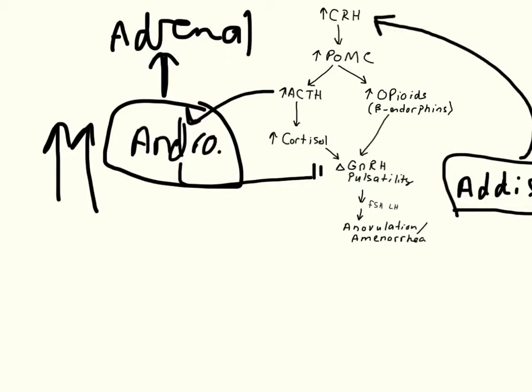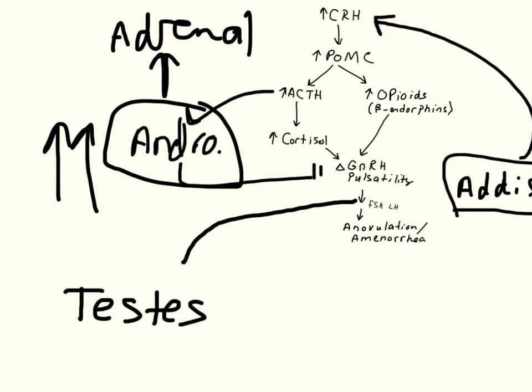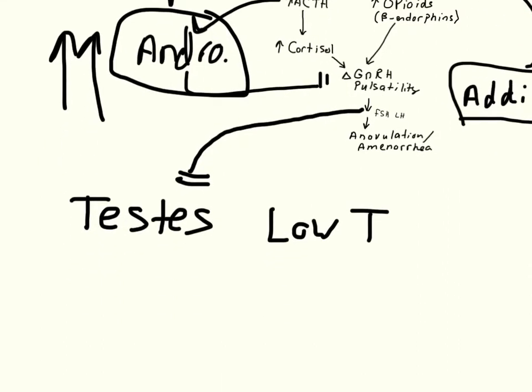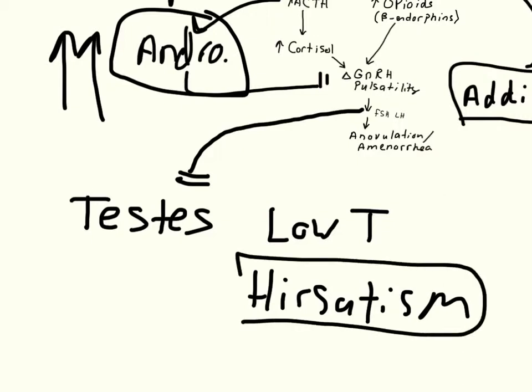And the testes produce a ton more androgens than the adrenal gland normally does. However, with the low FSH and the low LH, without LH, you don't get any production of androgens in the testes. So with men, you get symptoms of low T. With women, you get hirsutism. So hirsutism is whenever you have more androgens than you normally do. So women have symptoms of high androgens, men have symptoms of low androgens.